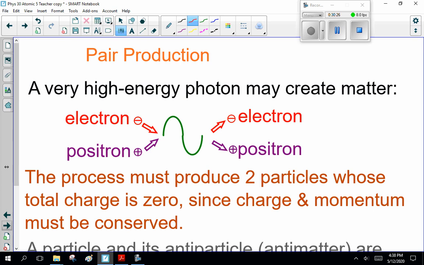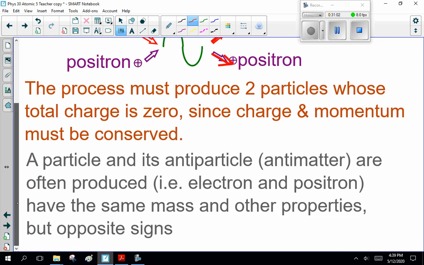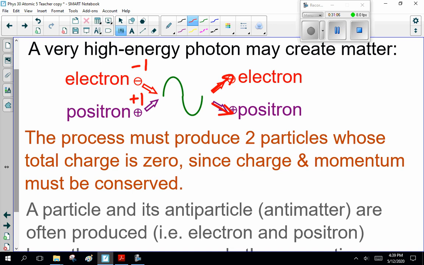Now, I've made a mistake here because this process must produce two particles whose total charge is zero, since charge and momentum must be conserved. So let me rephrase that. Two particles create one monster bit of energy. That monster bit of energy can split up into two particles, not one particle, because these two particles will have momentum going in opposite directions, right? Charge and momentum are conserved here. Notice total charge: this is negative one, this is plus one. Negative one plus one is zero. What's the charge on a photon? Zero. The electron and the positron will have momentum. And as we talked about in de Broglie, EMR 11, photons have momentum. So the momentum here is conserved.